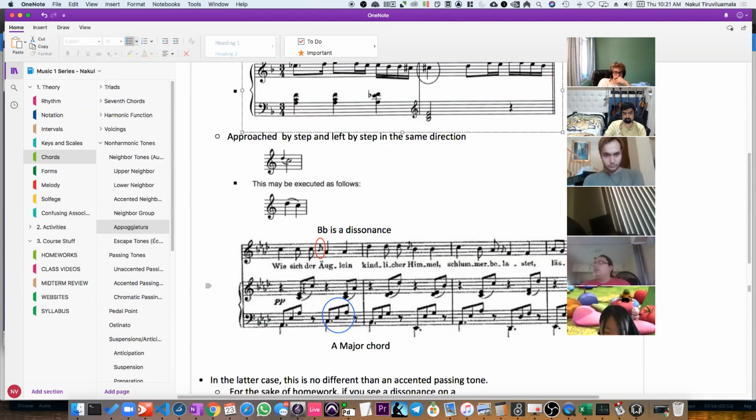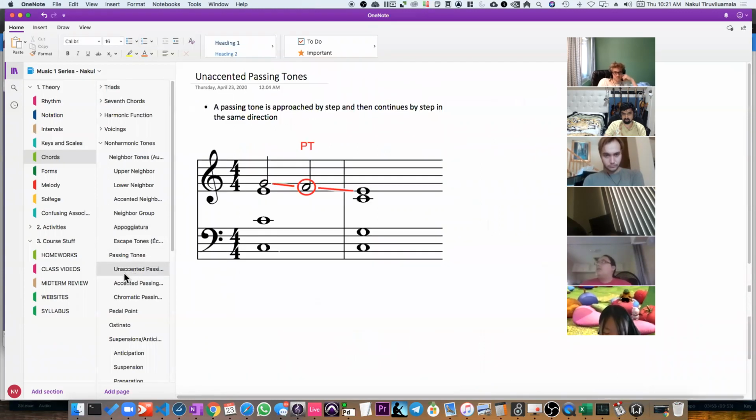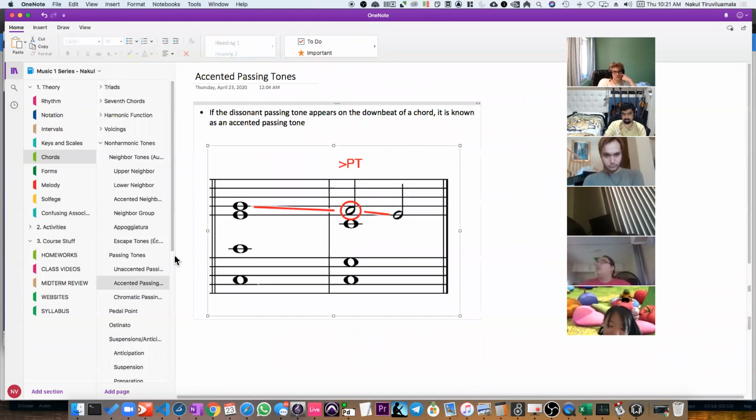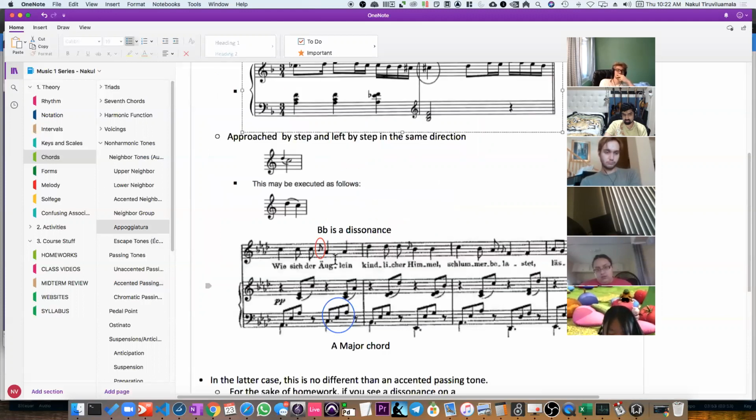And I'll just show you what an accented passing tone is really quickly. It's basically you have a non-chord tone on a strong beat, and it resolves to a chord tone on the subsequent beat. That's an accented passing tone. Now, here's the thing about this. That looks exactly like this. Because here's another confusing thing about appoggiaturas.